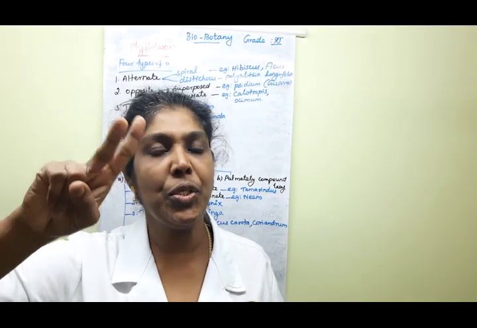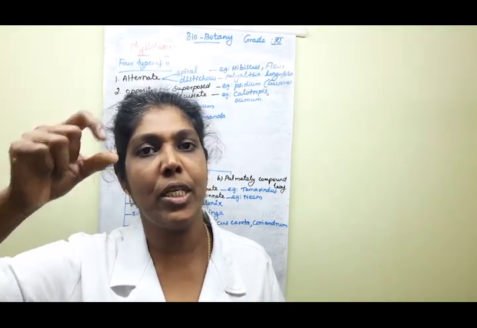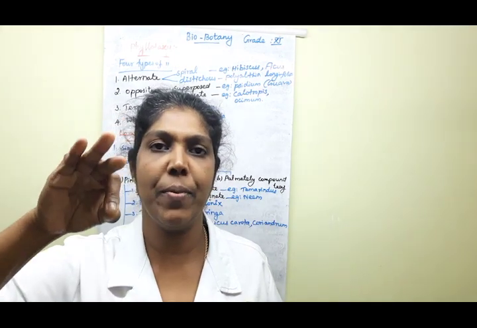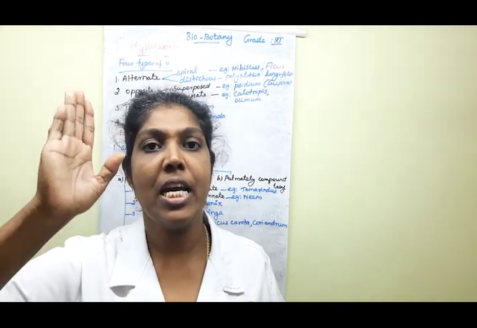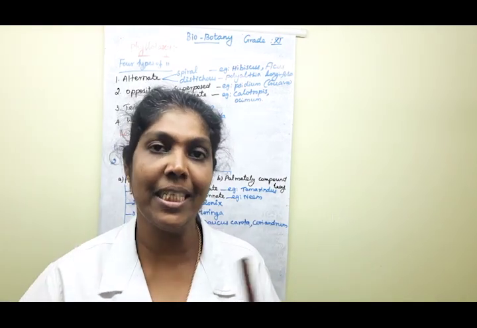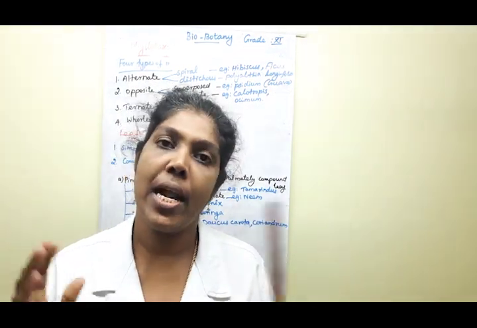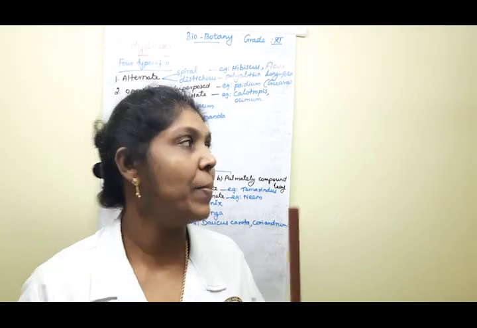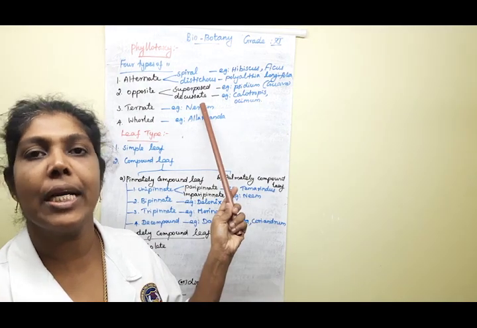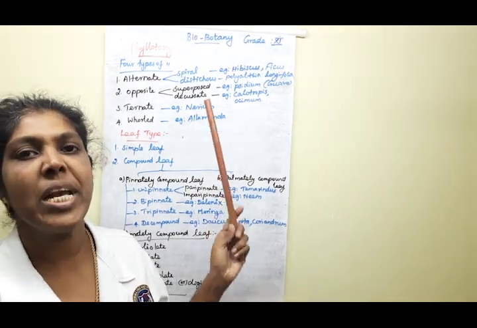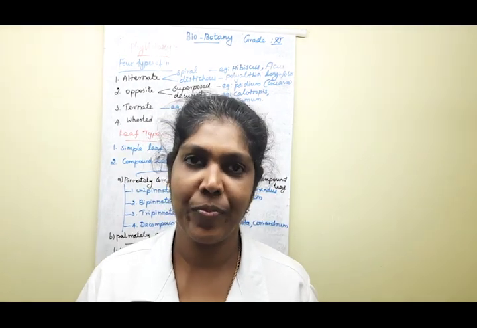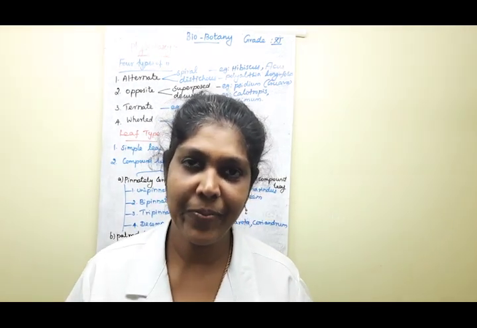The first 2 types, alternate and opposite, also have 2 subtypes, children. Remember, alternate has spiral and distichous arrangements. Then opposite also has 2, one is superposed and the other is decussate type. Each one, you should remember with certain examples also. Understood? Say yes or no?